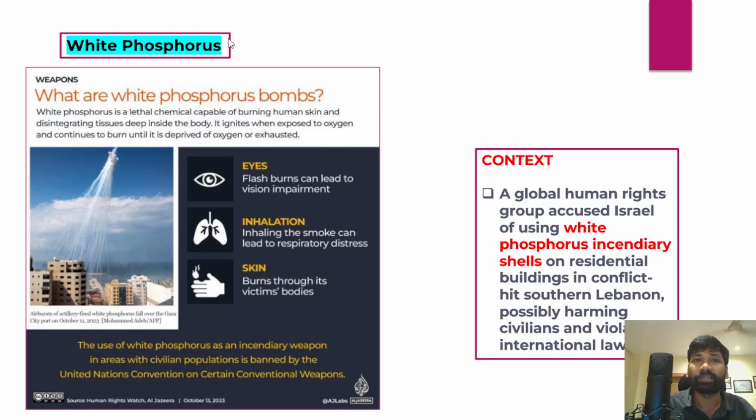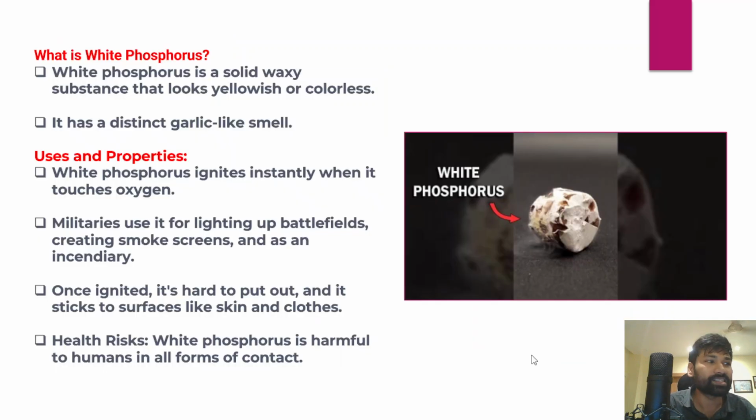However, Israel has been facing criticism over the use of white phosphorus. Several human rights groups have made allegations that Israel used white phosphorus against civilian settlements in the Gaza Strip. A group of human rights organizations accused Israel of using white phosphorus incendiary shells on residential buildings in conflict-hit southern Lebanon, possibly harming civilians, which also leads to a violation of international law. So we'll understand what exactly this white phosphorus is.